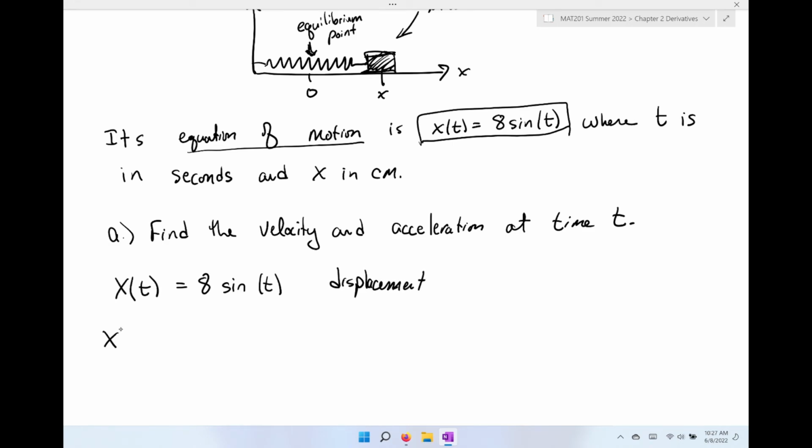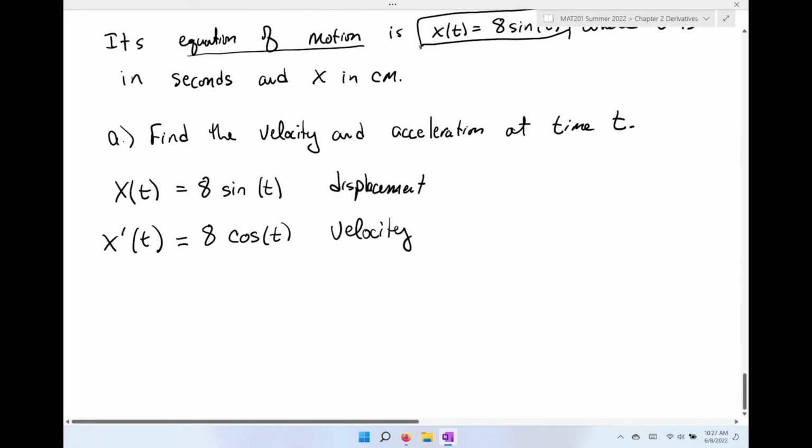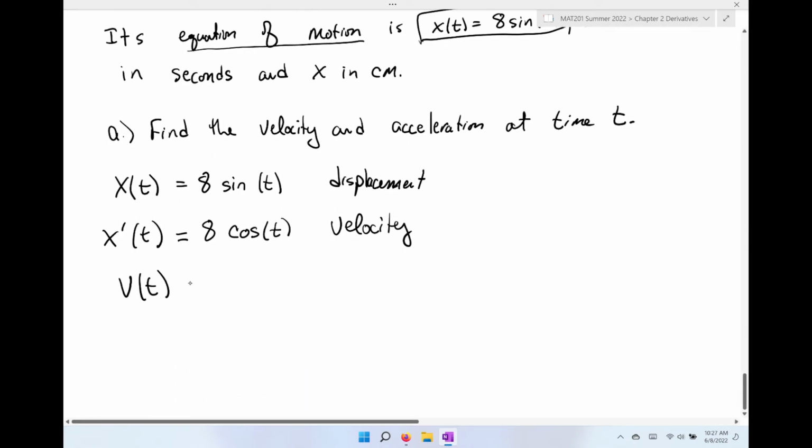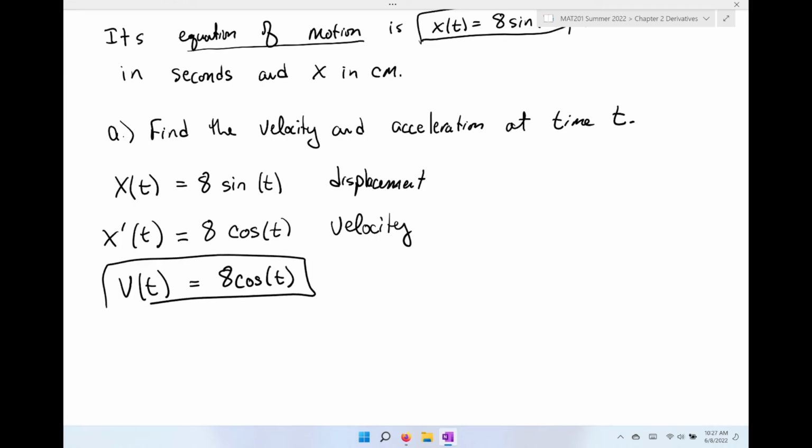Therefore, the derivative will be our velocity. The derivative of sine t is cosine t, and this is our velocity. Very straightforward, nothing too crazy. So I'm just going to rewrite this as v of t equals 8 cosine of t, and I'll put a little box around this. I'll put a little box around the displacement.